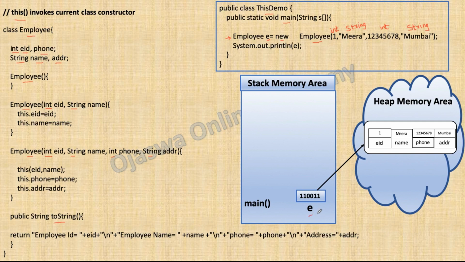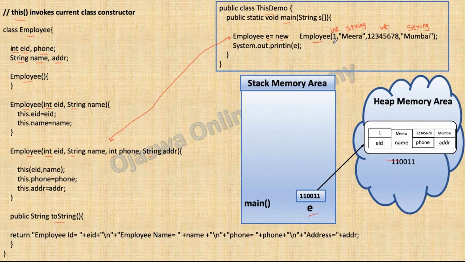Reference variable E is created on the stack and the object is created on the heap, and the call to the parameterized constructor is given implicitly. We are passing 4 arguments in a sequence of data types int, string, int, string. So the interpreter will search for the matching constructor which has this sequence of data types, and the control of the program will go to that particular constructor. So the control comes to the parameterized constructor having 4 parameters in the given sequence of data types.